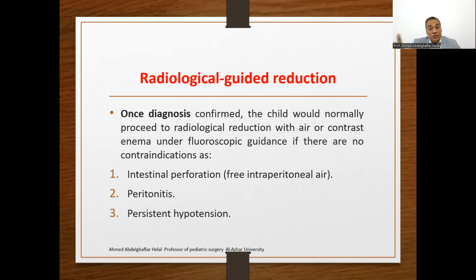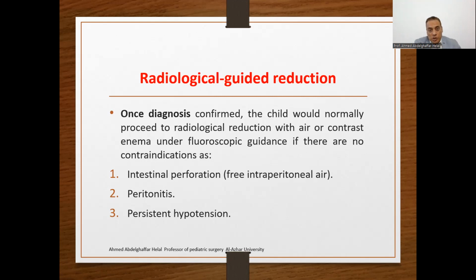Once the diagnosis is confirmed, the child would normally proceed to the radiological reduction with air or contrast enema under fluoroscopic guide if there are no contraindications, such as intestinal perforation or free intraperitoneal air, if there is no peritonitis or persistent hypotension and septic shock. So if there is a contraindication, you will go to surgery. However, most centers today use an air reduction enema as the first line treatment.